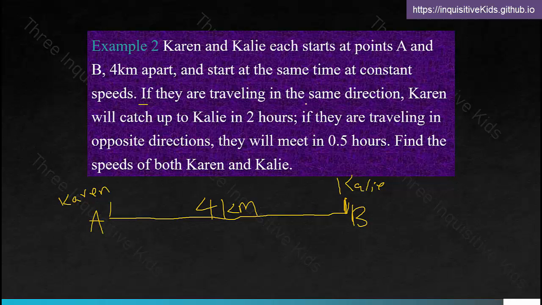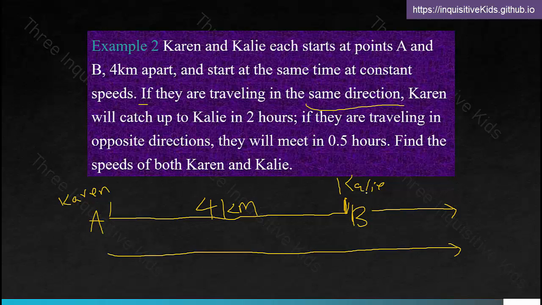If they're traveling in the same direction, Karen will catch up to Kaylee in 2 hours. So it says Karen catches up to Kaylee. Therefore, we're going in this direction. So they both go in this direction. So we know two things. We're first drawing it like this because Karen's catching up to Kaylee, and Kaylee has a head start of 4 kilometers. And we also know that Karen is faster than Kaylee because Karen was able to catch up to Kaylee. So this is 2 hours, 2 hours.